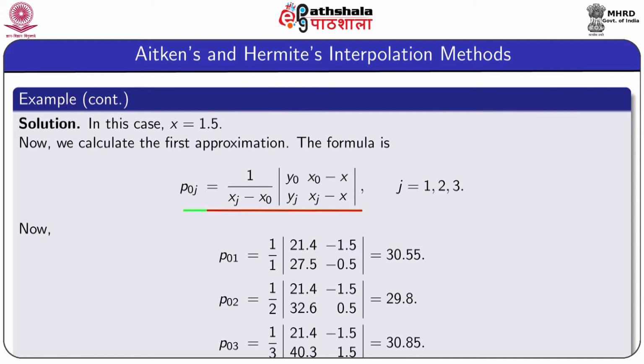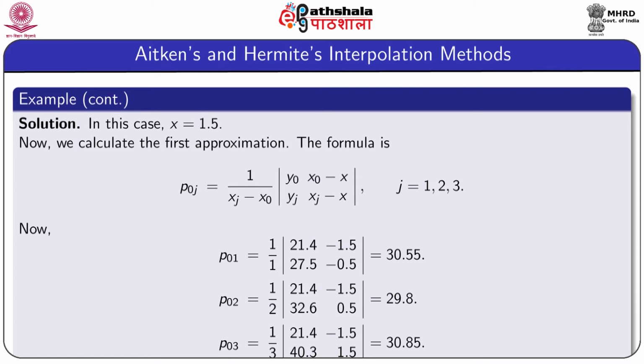The formula is p 0 j equals 1 by x j minus x 0 into a determinant of order 2. The first column contains y 0 and y j, the second column contains x 0 minus x and x j minus x. When j equals 1, then p 0 1 equals 1 by 1, because x j minus x 0 is 1, and the values of y 0 and y j are substituted. The value of x 0 minus x is minus 1.5, and for x j minus x it is minus 0.5. So, after calculating this determinant, the value of p 0 1 is equal to 30.55.